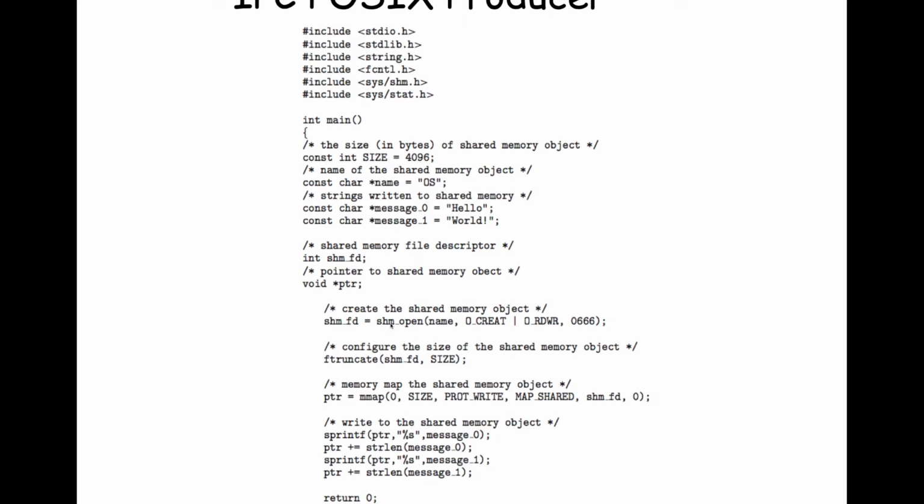So we start out with SHM open to create that shared memory. We give it that name, OS, which is stored in that name pointer. It's a character string. We want to create it and also make it readable, writable. So the producer is going to write into shared memory.